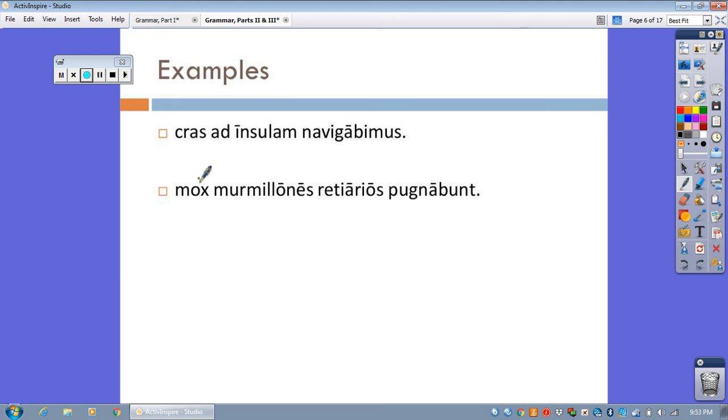How about this one? Mox myrmillones retiarios pugnabunt. Bo, bibby, bibby, boo. See the bu there? We've got future tense. It ends in nt, so the subject is going to be they. The subject particularly is the myrmillones, the myrmillos there. Soon the myrmillos will fight the net and trident fighters, the retiarii.